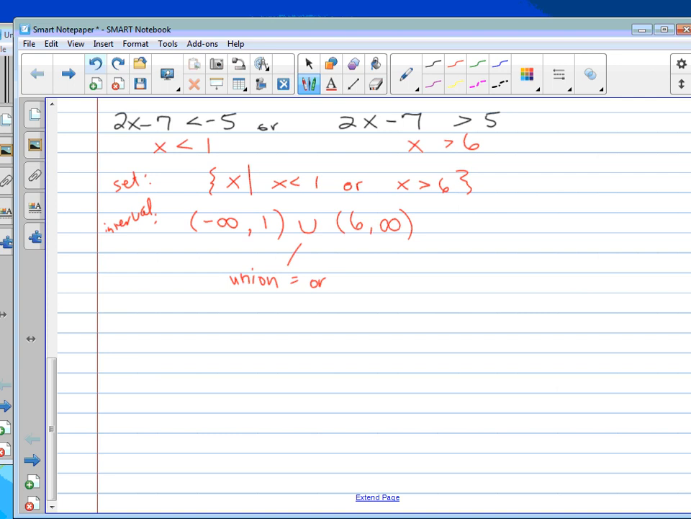Okay? There's another one that we don't use a lot in this class, but you might see it in pre-calc, is if you see an upside down U, like an N almost. That's not or, that's and. So the union is or, the intersection is and. But we don't really use the and a whole lot. That's it. Qué fácil, no? So there's our answer in interval notation.